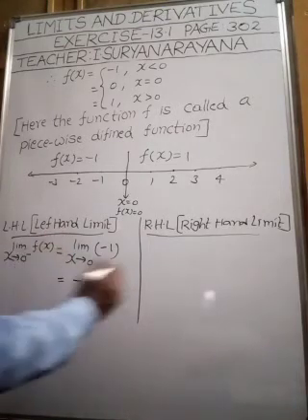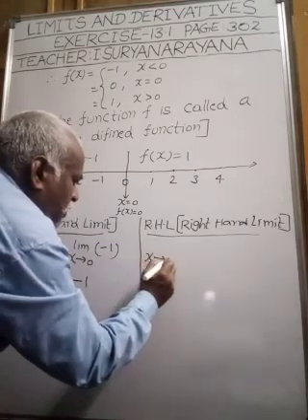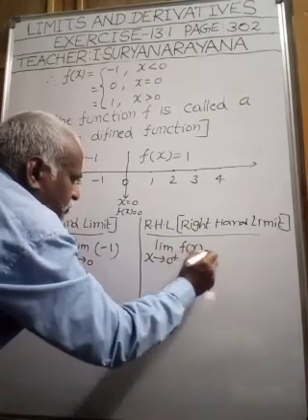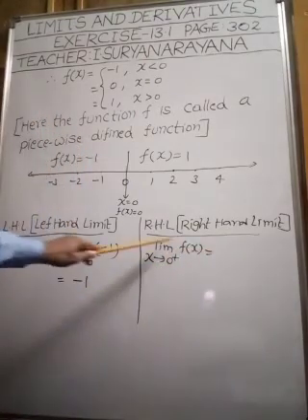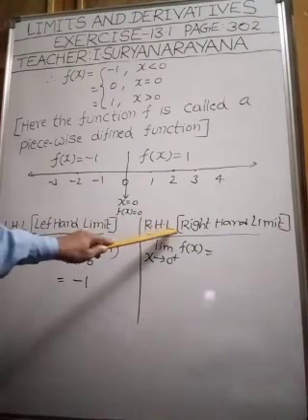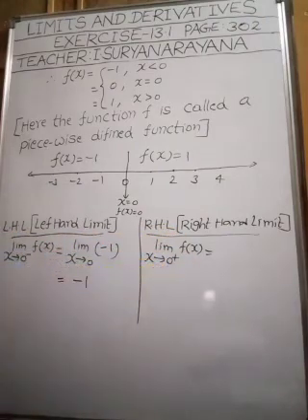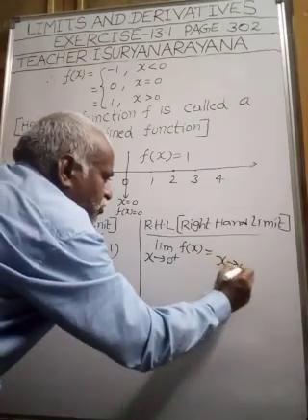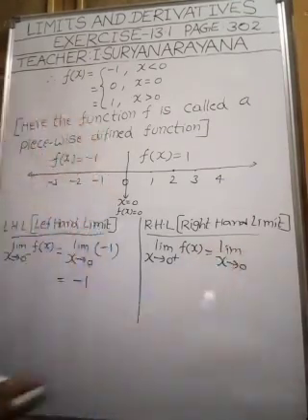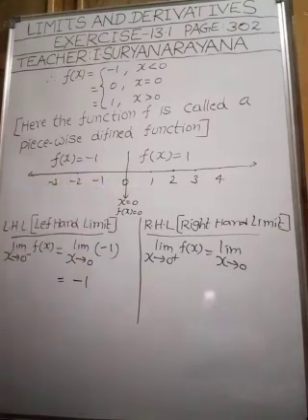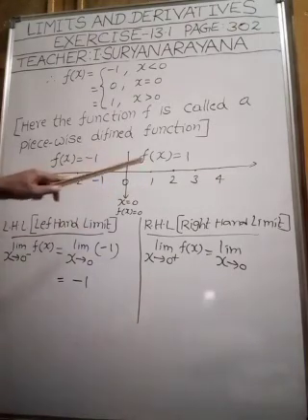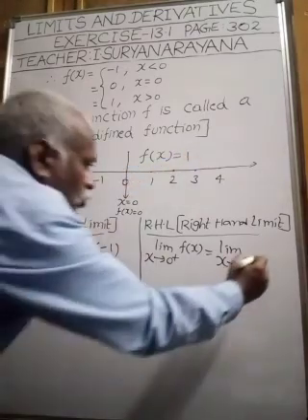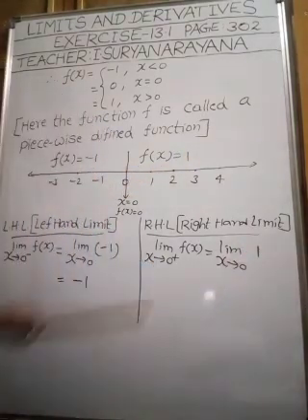Now come to the right hand limit. As x tends to 0 plus is the symbolic form of the right hand limit of f of x as x tends to 0. Okay, my children? Here limit as x tends to 0 plus means right hand side of 0. How is the function f defined? F of x is equal to 1. We have to take this function, only 1. Understood this step, my children?